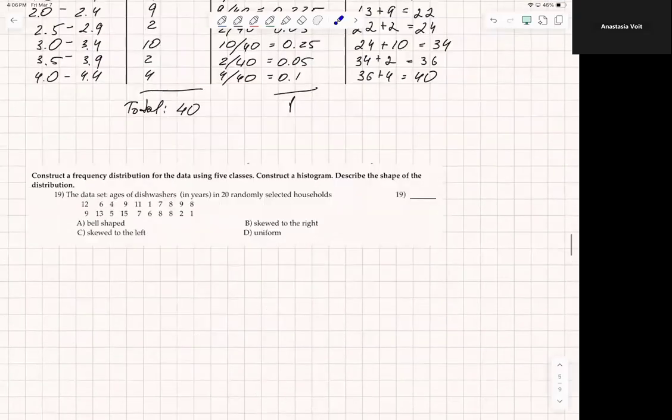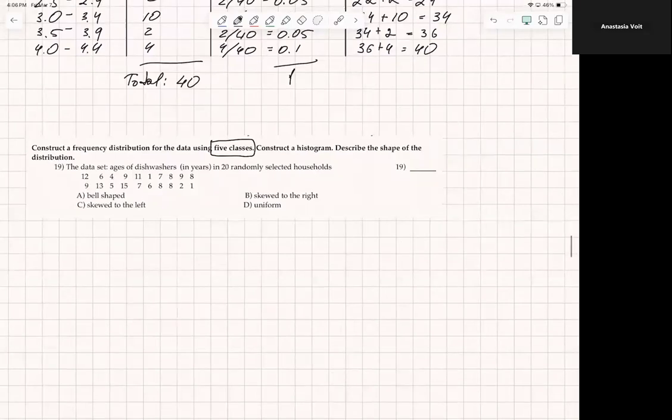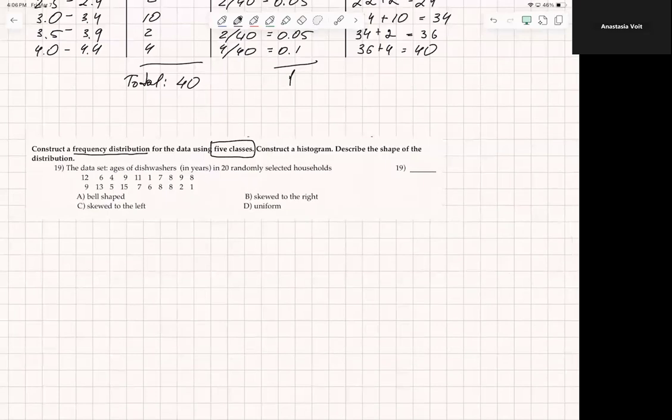Next question is construct a frequency distribution for the data using 5 classes. Okay, so read the question carefully. Construct a histogram, and so we need to construct the frequency distribution histogram, and we want to describe the shape, right? Describe the shape of the distribution.